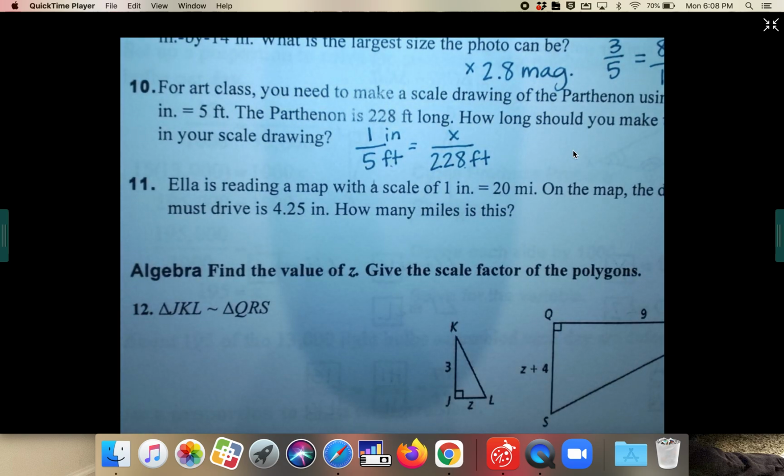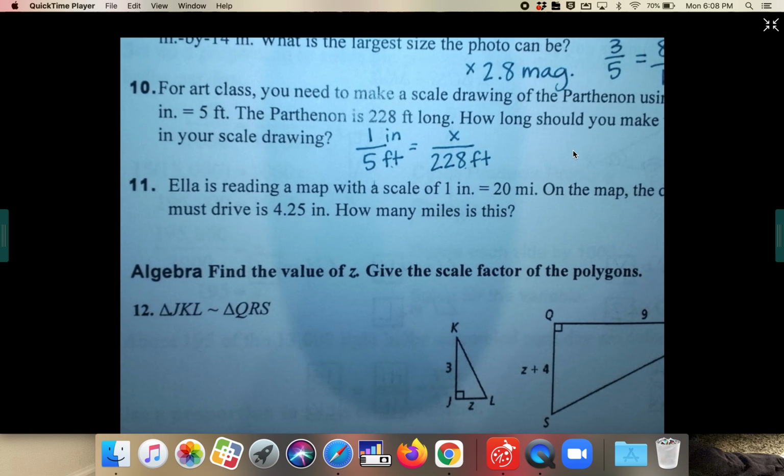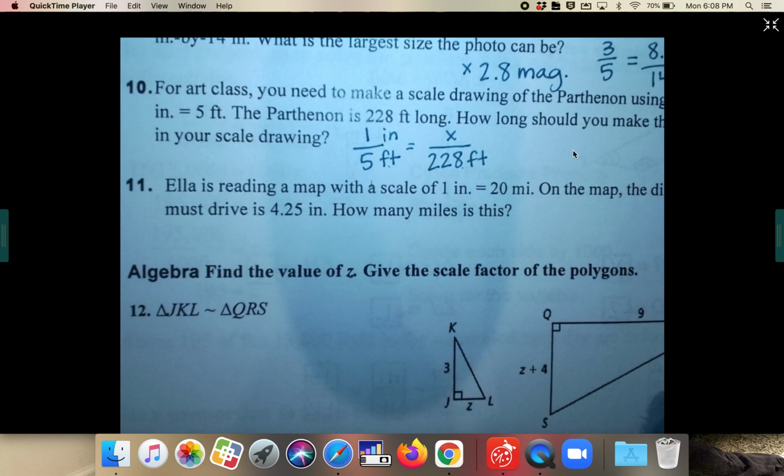is 45.6. So it should be, I don't think I did that right.